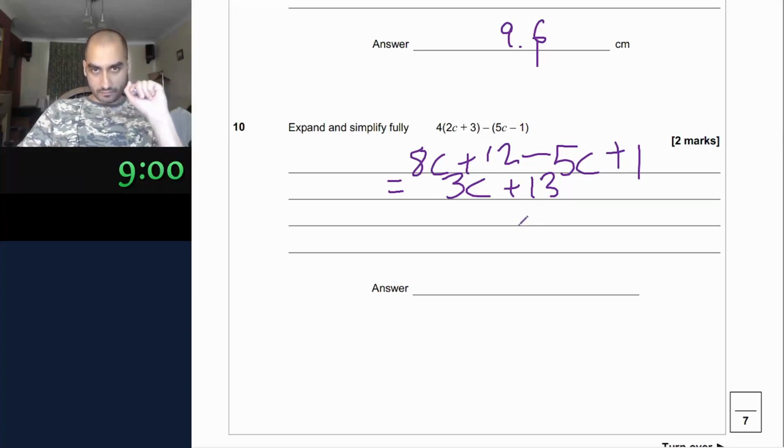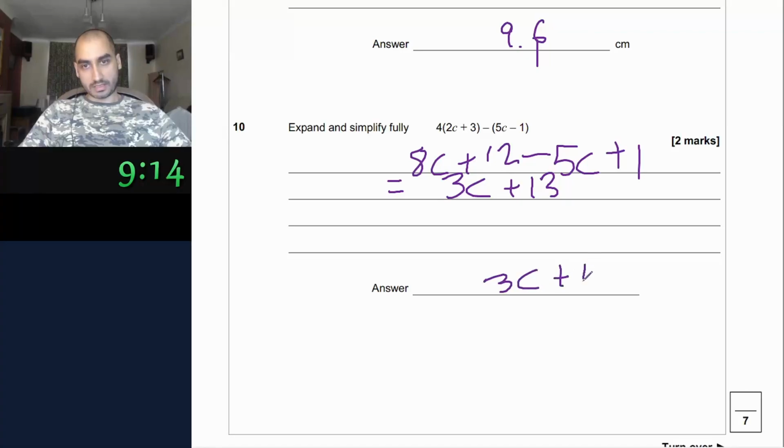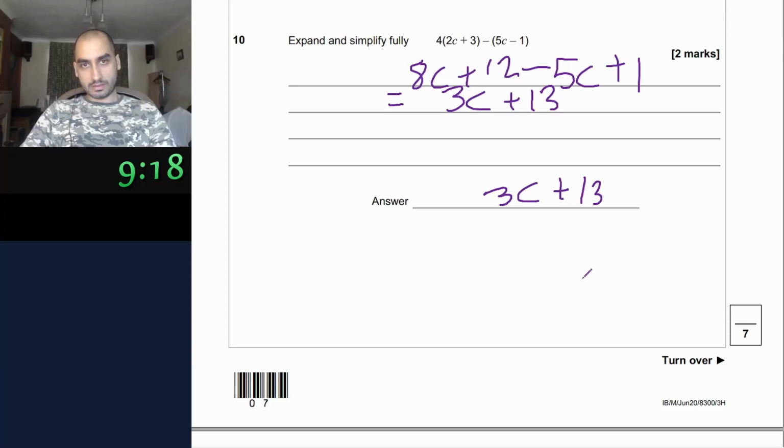Is that right? 8c plus 12 minus 5c plus 1 is 3c plus 13. Yeah, it doesn't simplify any more than that. So that's it. 3c plus 13. Simplify fully.